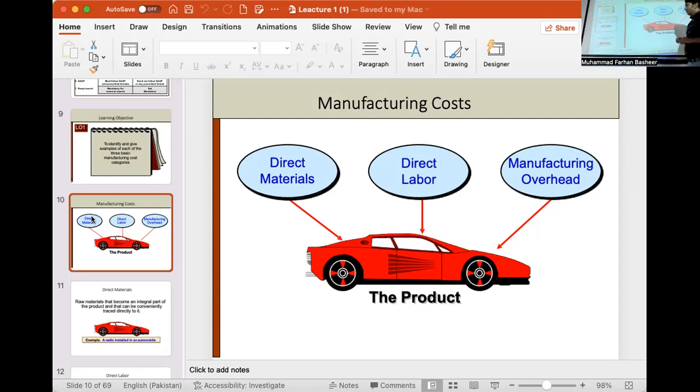First, I will define them formally, and then I will discuss them as per their classification. Direct material cost is the cost of material which is being used in the production process, and it is traceable in per unit. We have 2 points: the cost of material being consumed in the production process, and it is traceable in per unit. Direct labor cost is the cost of labor that is working on production and is traceable in per unit. Manufacturing overhead is all that cost which is not traceable in per unit.